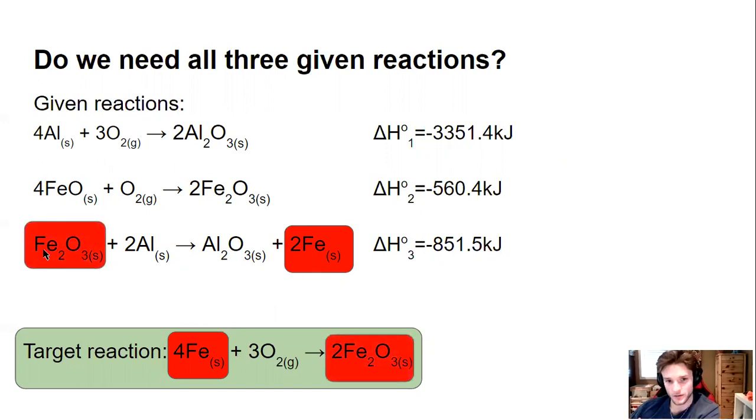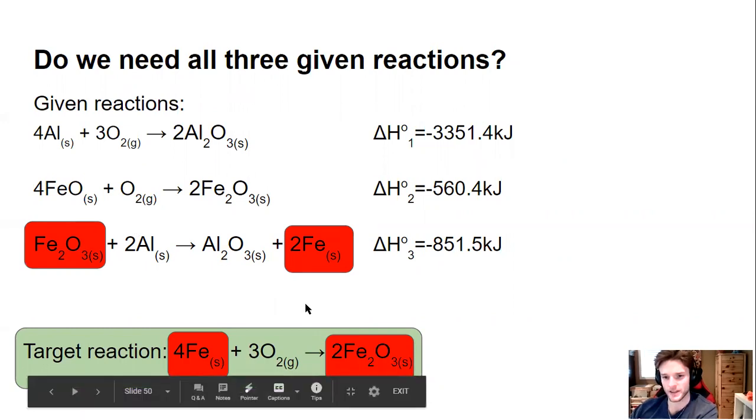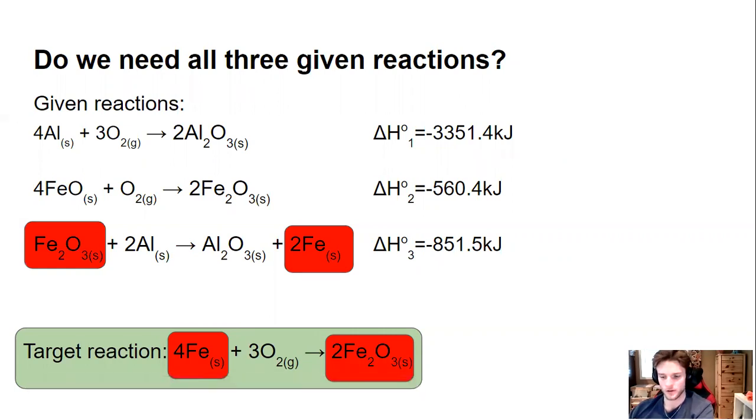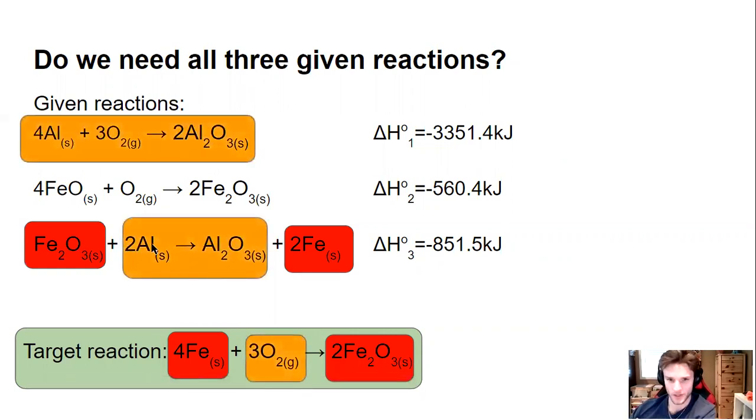Okay, and that's good. Here's our rust. So we have our iron and we have our rust. We have 2 extra things in this equation though. And they're not in our targeted reaction. The only thing left that we need is oxygen. So that means somehow we're going to have to get rid of these.